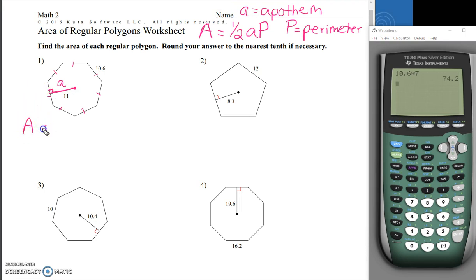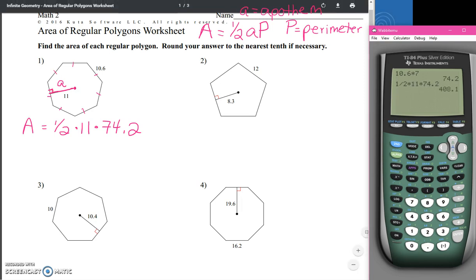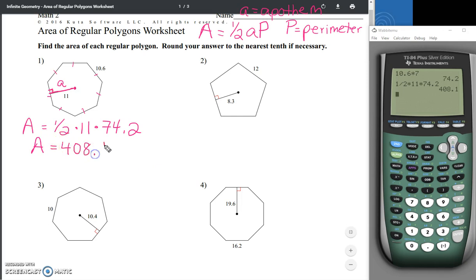So my area is going to be 1/2 times 11 times the 74.2. Let me calculate that. So I have 1/2 times 11 times 74.2, and I get 408.1, and it says round to the 10th, 408.1, and that would be units squared. I don't have any units here.